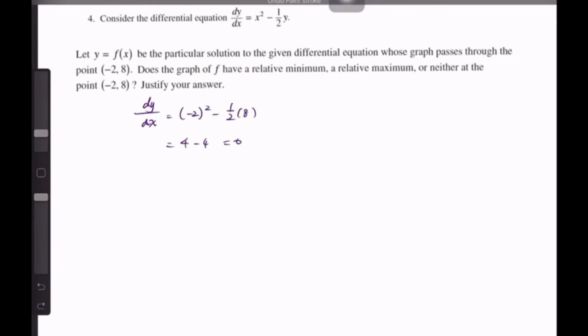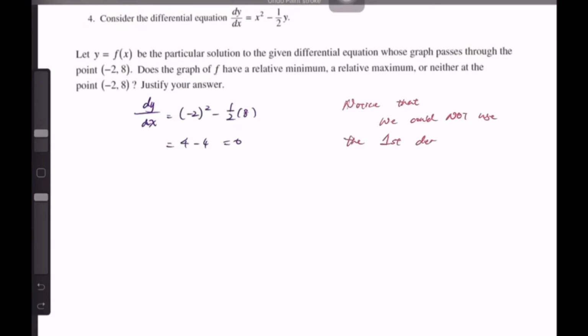For this problem, we're trying to find whether the graph of f has a relative minimum, maximum, or neither at the point (-2, 8). In order to solve this, first, we need to plug in the point (-2, 8) into the differential equation. We get 4 minus 4 equals 0. Now we know the point (-2, 8) is a critical point.